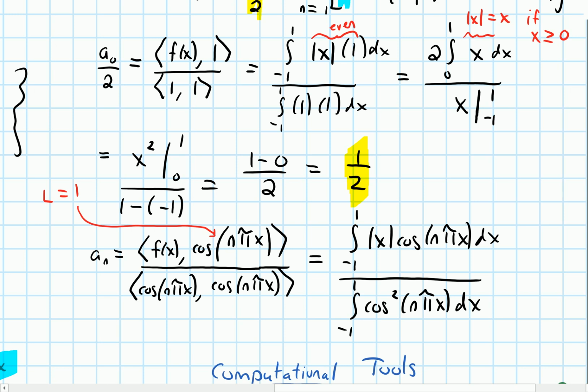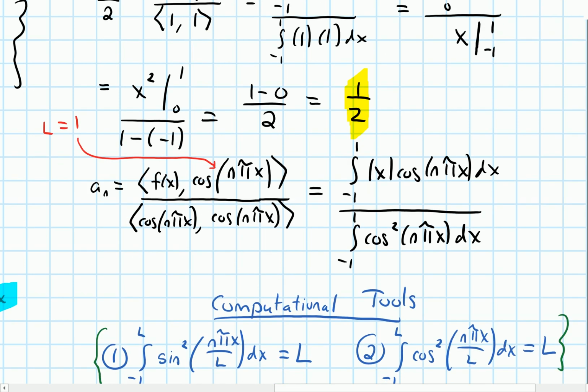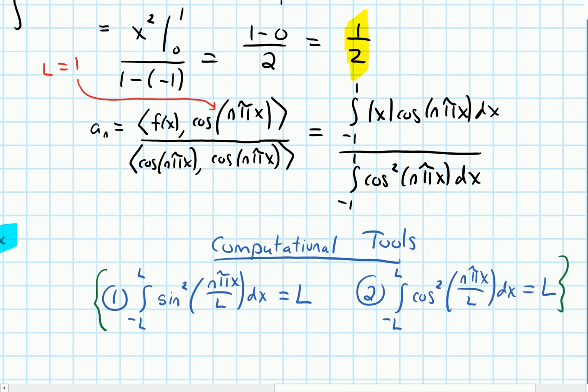Okay, so there are a couple of computational tools that are useful for evaluating these Fourier coefficients that will show up again and again, especially in the denominator. So here are the computational tools, beyond just using even and odd stuff. When you have an integral from negative L to L of either the sine squared term or the cosine squared term, both of those are going to be equal to L.